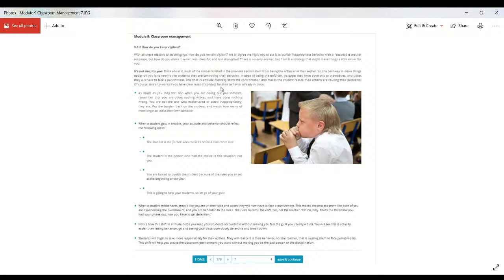This shift in attitude mentally shifts the confrontation and makes the students realize their actions are causing their problems. Of course, this only works if you have clear rules of conduct for their behavior already in place.